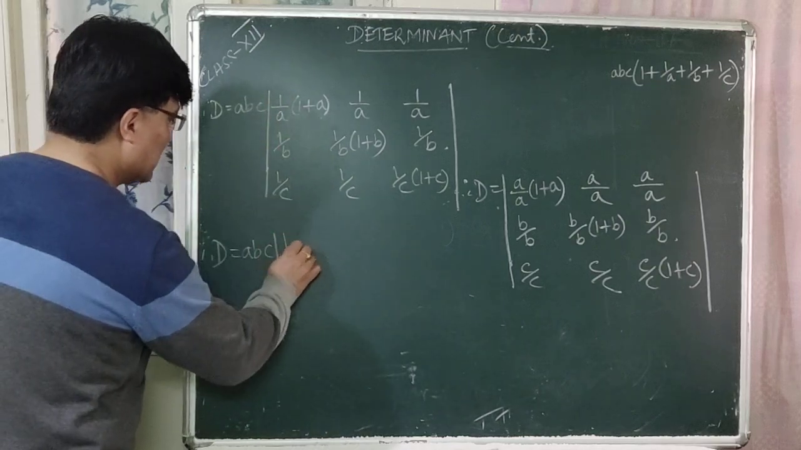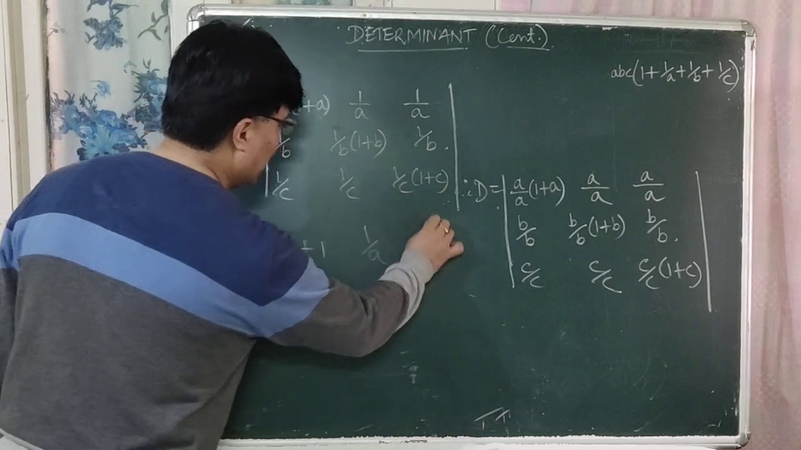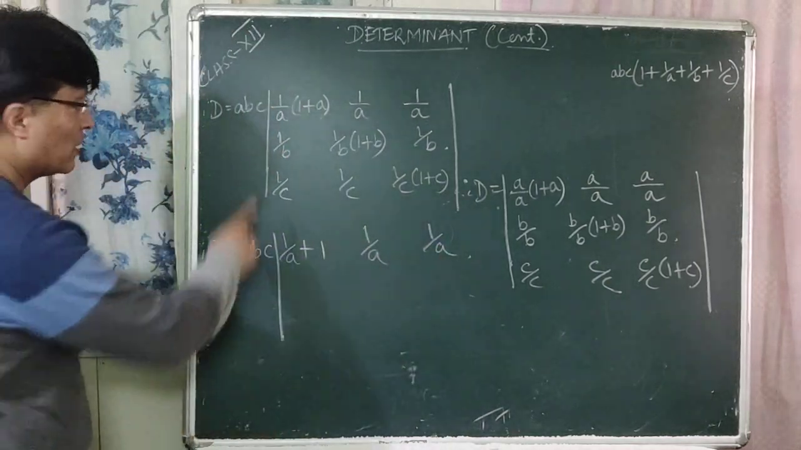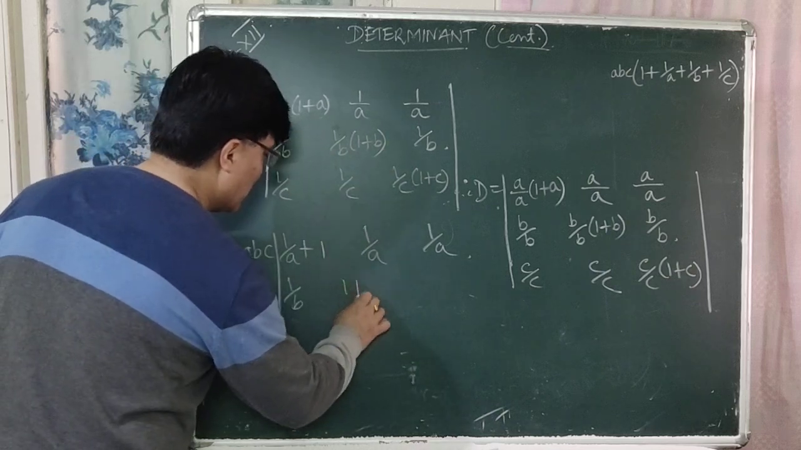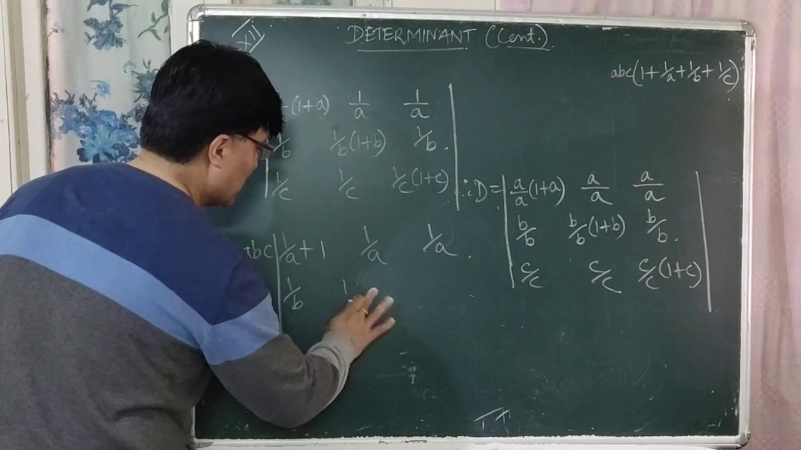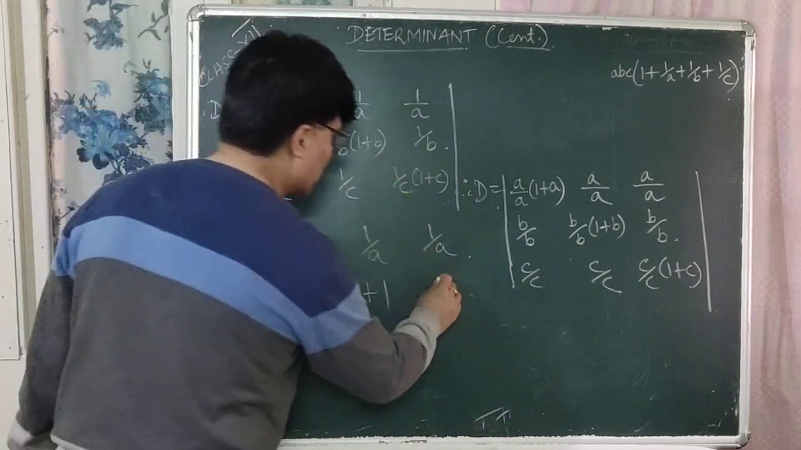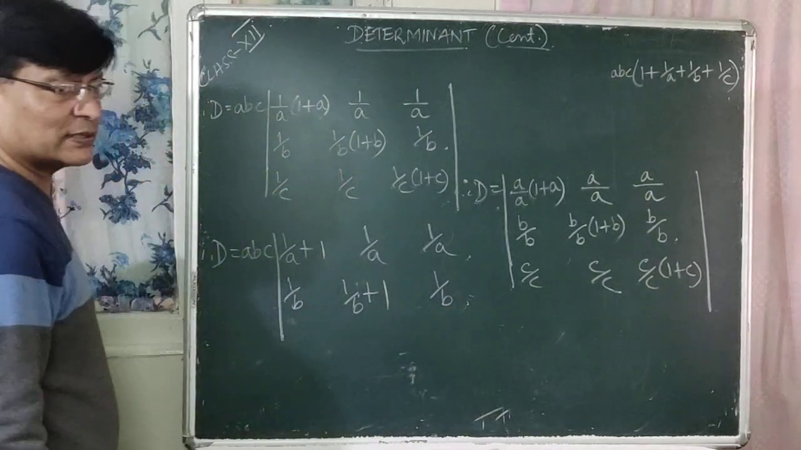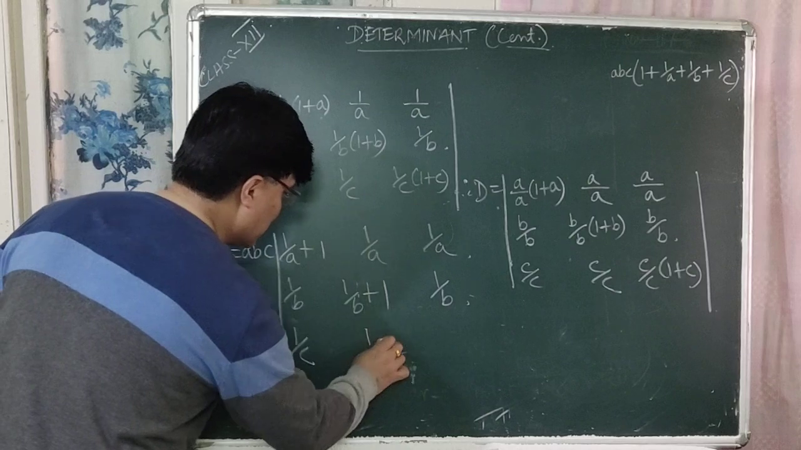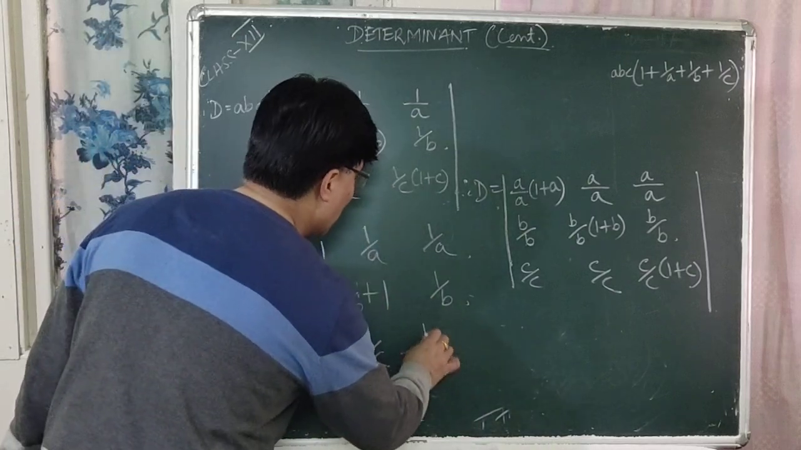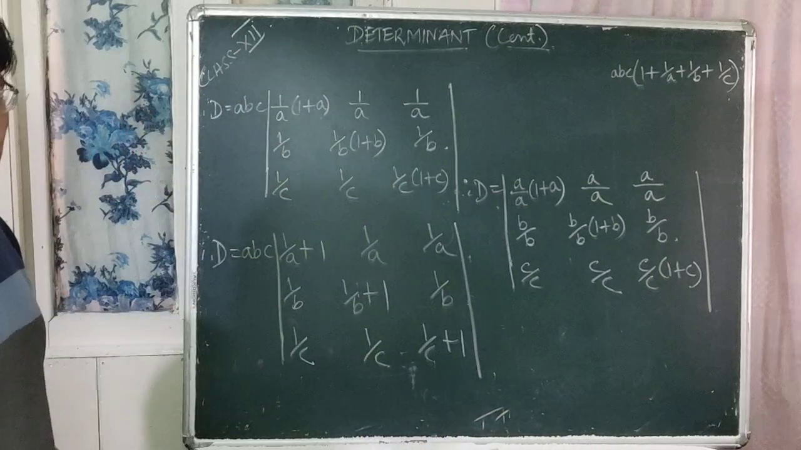So what do we get? 1 upon A plus 1 upon A into A is 1. 1 upon A, 1 upon A, right? Next, this is 1 upon B multiplied by 1 upon B here. 1 plus, this is 1 by B into 1, 1 by B plus 1, this is also 1 by B, right? And this one 1 by C, this one 1 by C, this one 1 by C plus 1. So here determinant sign is closed, right?